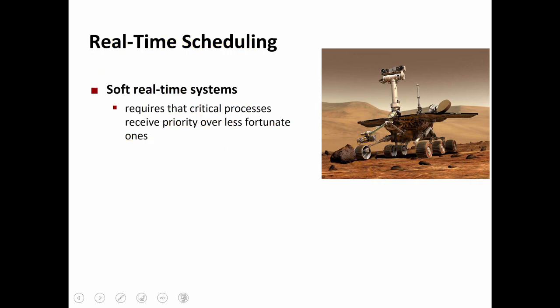In soft real-time systems, for example Linux, the system makes sure that the critical processes receive priority over the other ones. This is kind of sufficient, but it doesn't provide any guarantee. So it should be okay if the system is fast enough. But if you're sending something, for example, to Mars, then you have to have a 100% guarantee. So soft real-time systems would not be feasible in that particular case.